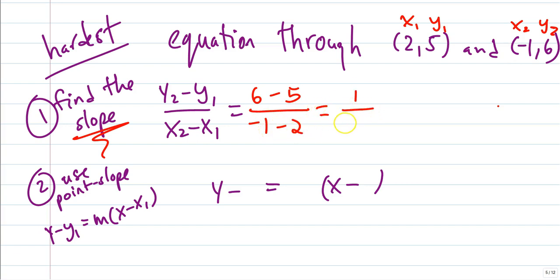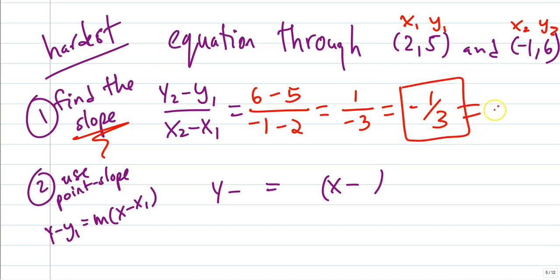Gives us 1 over -3. Probably not going to leave it like that. How about -1/3? If they gave you 2 points, they really have given you the slope. You just have to find it.